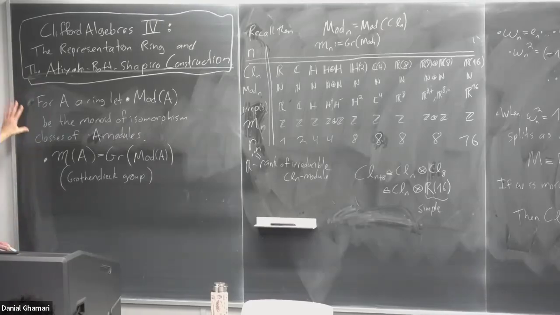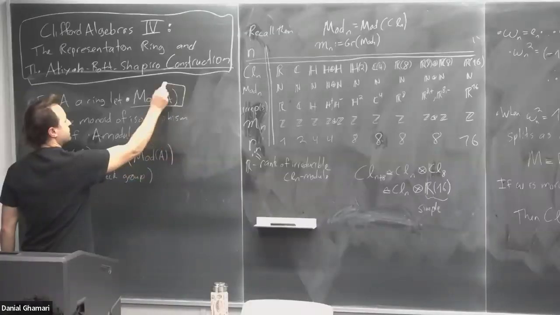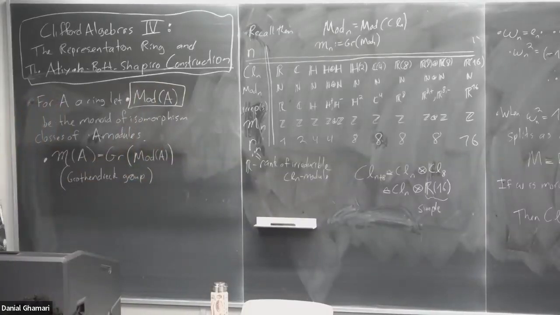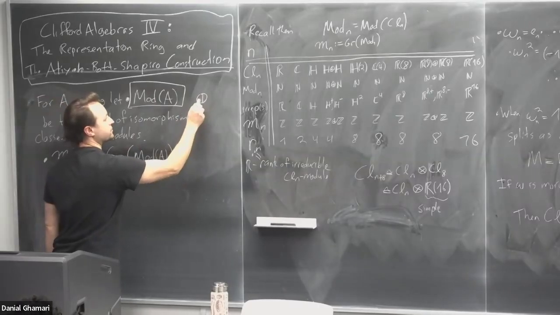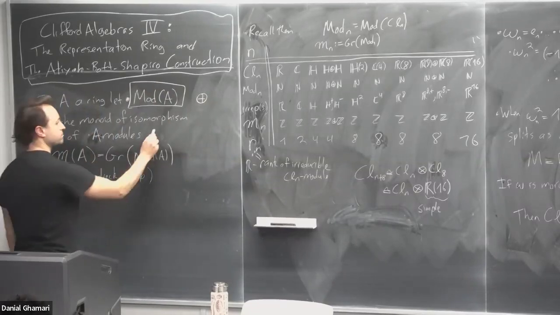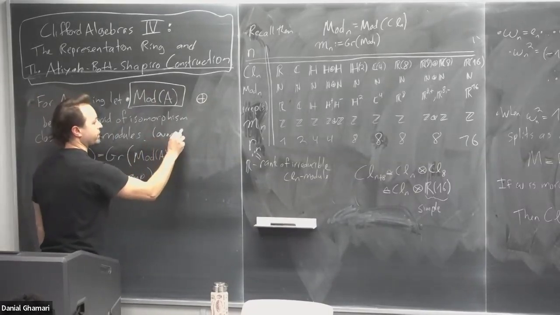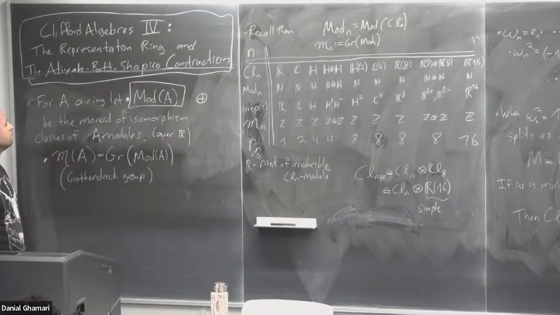So just to start with some easy terminology that makes stuff quicker to write down. A is any ring. I'm just going to let mod A be the monoid of isomorphism classes of A modules, where the monoid structure is just the direct sum of modules. And we're going to talk about real A modules, so real vector spaces that are modules over A.